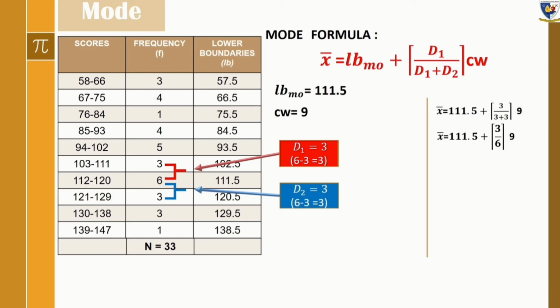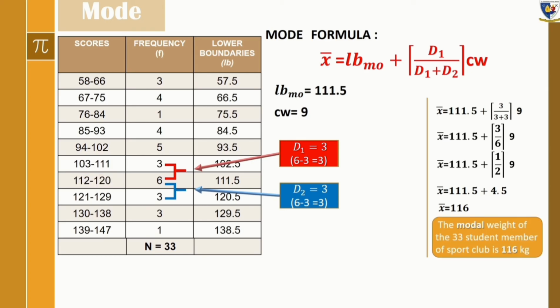Then we get 111.5 plus 3 over 6 times 9. Then 111.5 plus 1 over 2 times 9. Then we have 111.5 plus 4.5, which is equal to 116. Notice that 116 is between 112 and 120, as expected. Therefore, the modal weight of the 33 student members of the sports club is 116 kg.